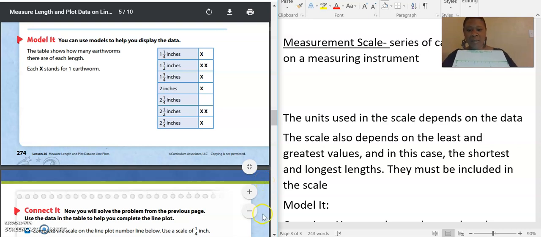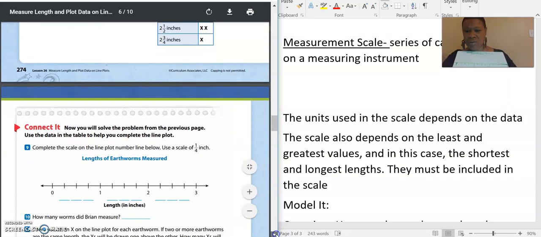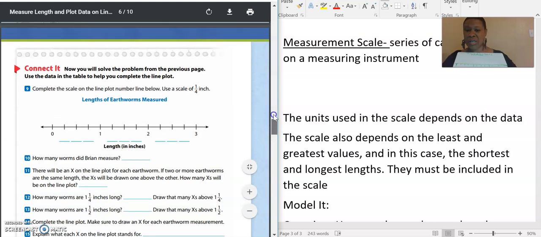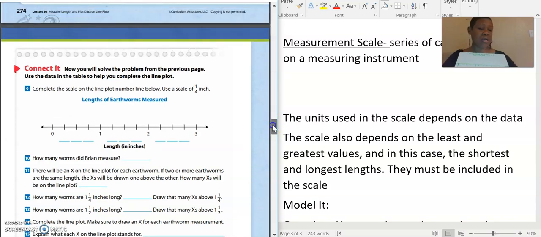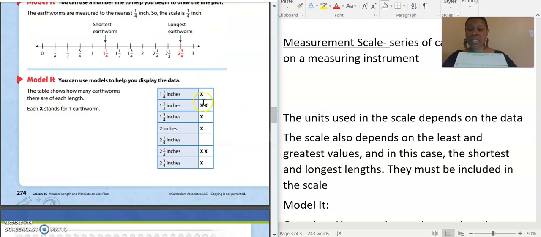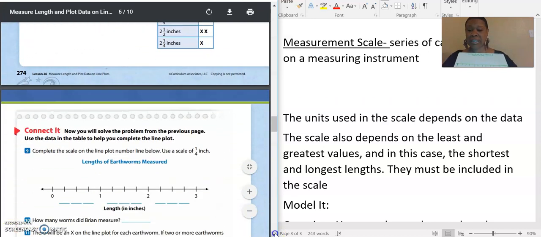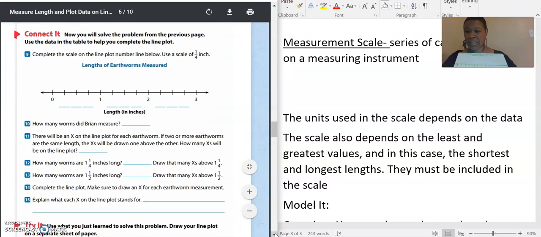Okay. Next question says, there will be an X on the line plot for each earthworm. If 2 or more earthworms are the same length, the X will be drawn one above the other. How many X's will be on the line plot? Well, we can count above here. Once again, you should have the same answer because we just counted the X's. 1, 2, 3, 4, 5, 6, 7, 8. So that's what you should have plugged in for question 11.